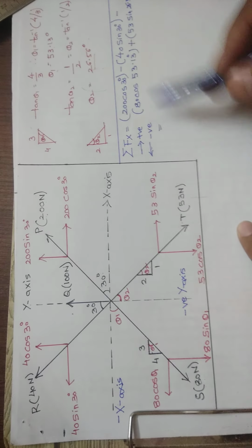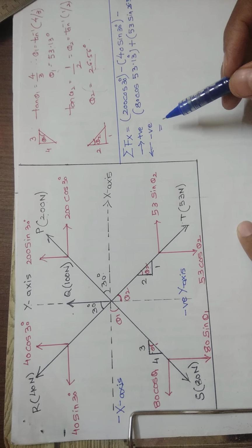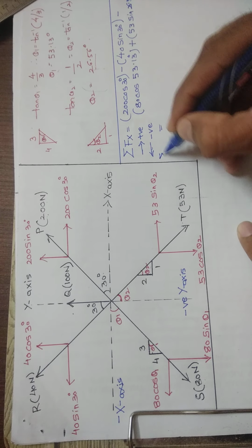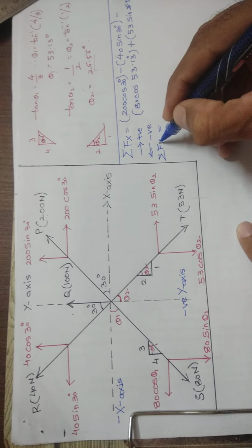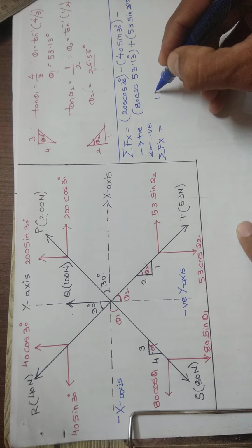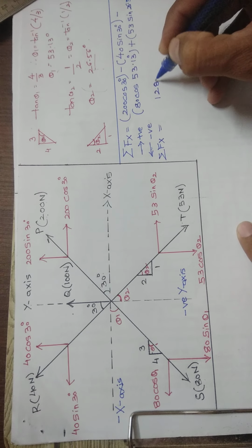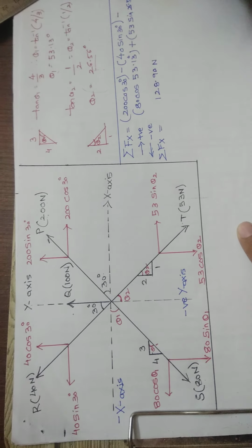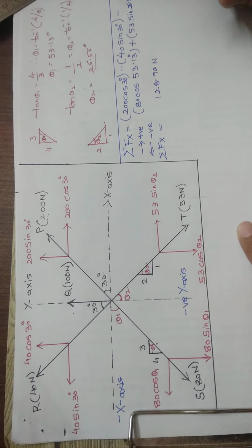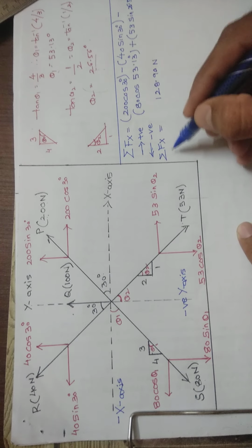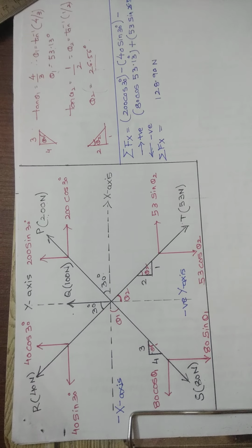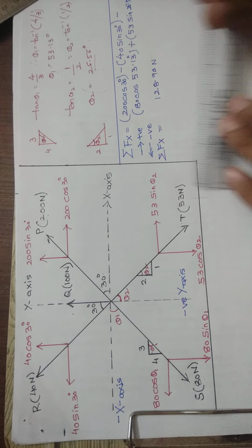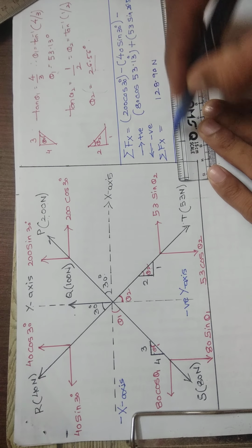You can find all these values with the help of a calculator. After calculation, the summation of all X components comes to be 128.90, and you can tally this answer. All forces are in Newton. In this way we have calculated all X components. In the same way we will calculate all Y components.